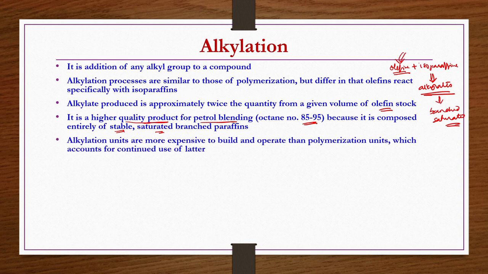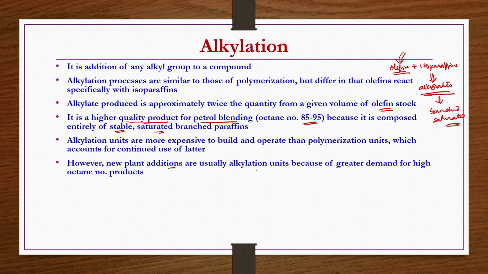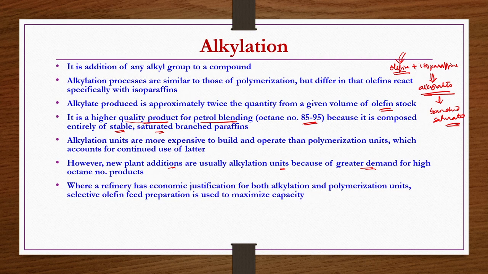Alkylation units are more expensive to build and operate than polymerization units, which accounts for the continued use of polymerization units in general. However, new plant additions are usually alkylation units because of greater demand for high octane number products. Where a refinery has economic justification for both alkylation and polymerization units, selective olefin feed preparation is used to maximize the capacity. What does that mean? In the olefins, one or two may be least reactive to form polymers. So they may be selectively separated and then reacted with isoparaffins to get the alkylates. That is what it means.